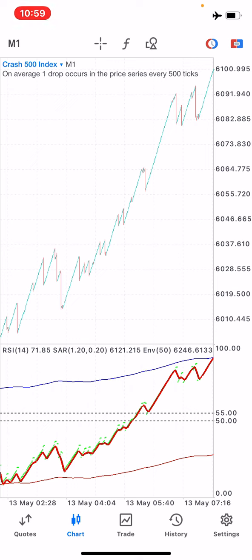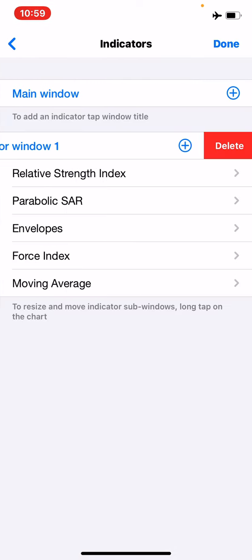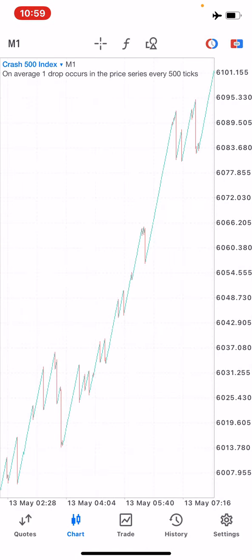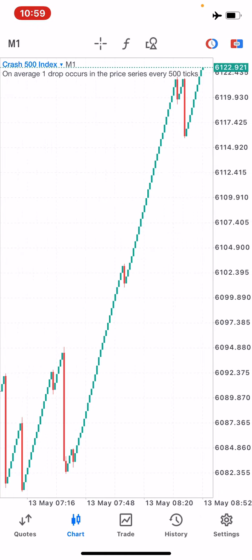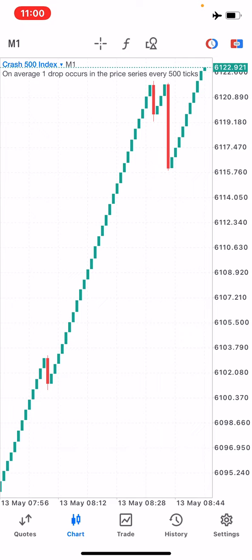Okay, so I'll remove everything that I have right here so that we can all start on a clean page. This is my 1 minute time frame. I'm looking at Crash 500 Index, and there's nothing on my charts. White background and bullish and bearish candlesticks, right?